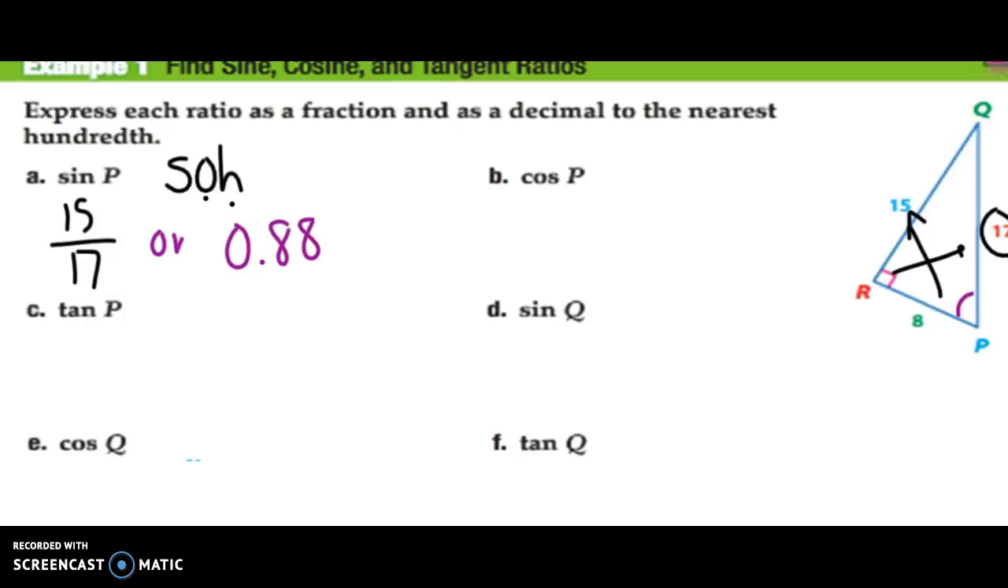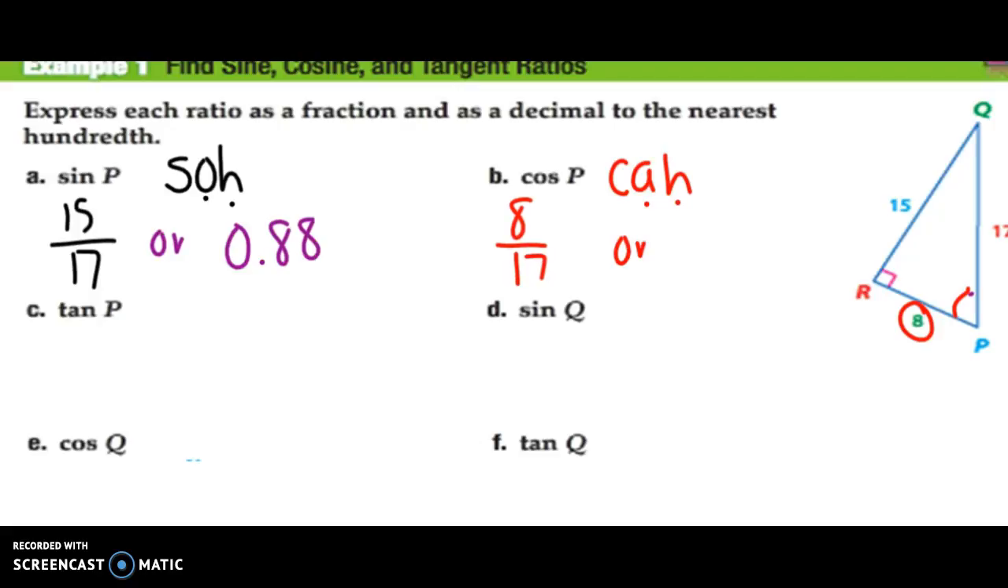For the next one, cosine of P. Okay, so now I'm looking at angle P again. Okay, cosine, adjacent over hypotenuse. So adjacent from P would be 8. Hypotenuse again it would be 17, which would also be 0.47 as a decimal.